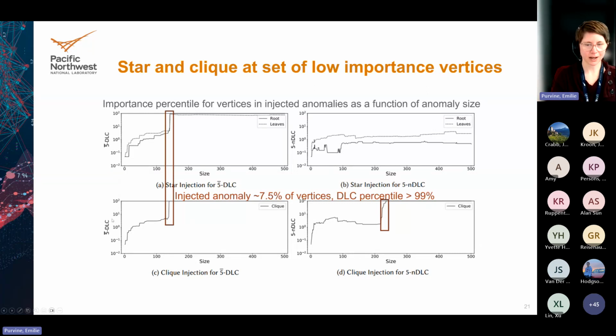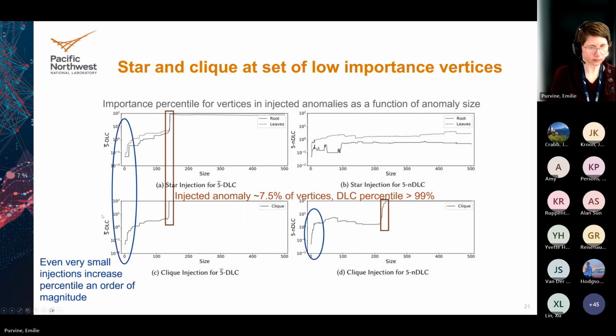The second thing to point out is that even a really small injection increases the percentile of the anomaly score by an order of magnitude. So it goes from 10 to the -1 to 10 percentile with just a few edges added. So this is saying that it is somewhat sensitive. If you look at the percentile of the score and you look for jumps in the percentile of a score over time for a particular vertex, you can see small anomalies popping out.